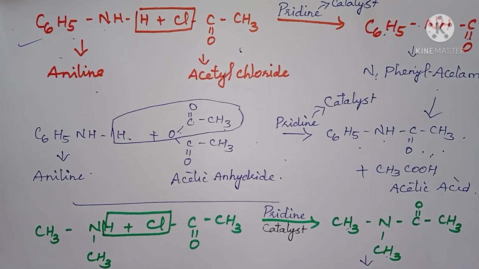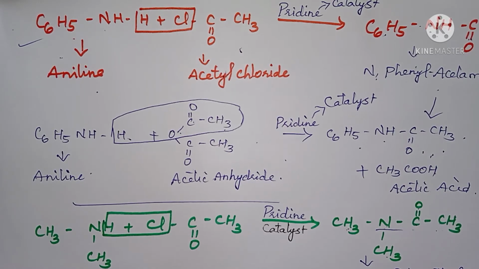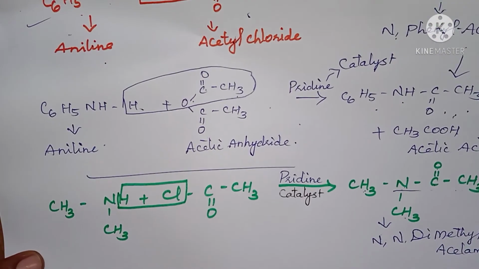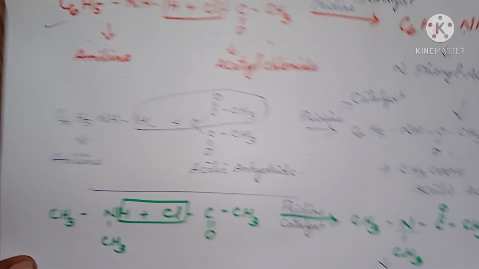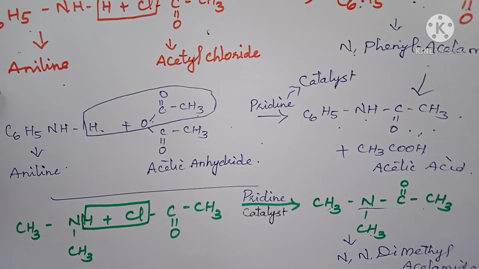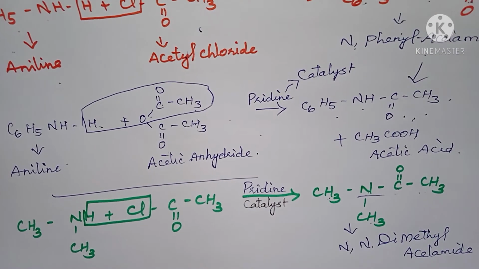So what is the name? This is acetamide, N-C double bond O, always nitrogen combined with CH3 gives acetamide. So here 2 methyl groups are there. How can you write it? N,N-dimethyl acetamide. Can you see that? N,N-dimethyl acetamide. Hope you got it.